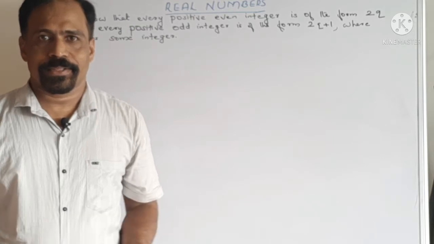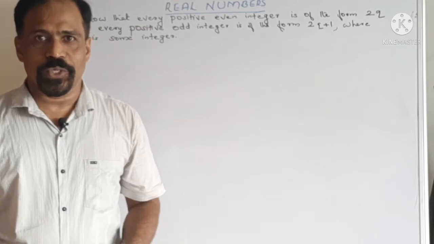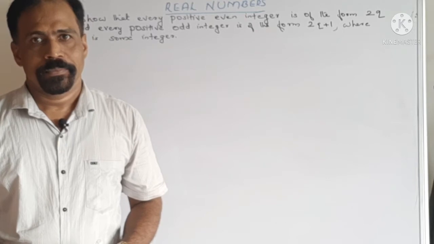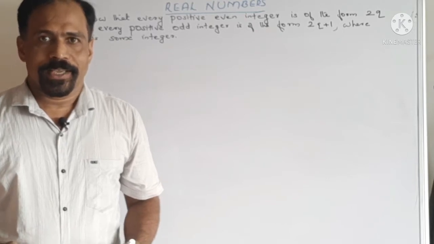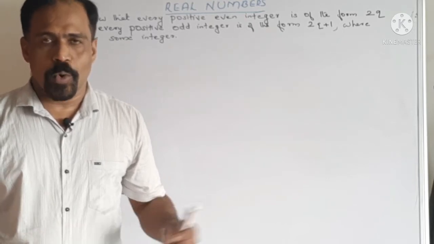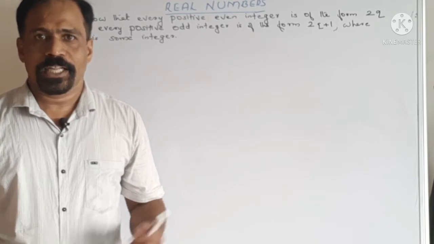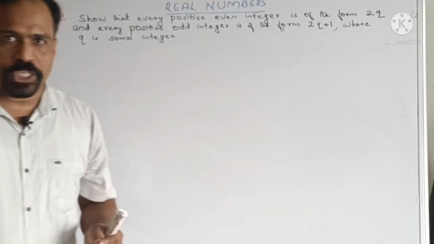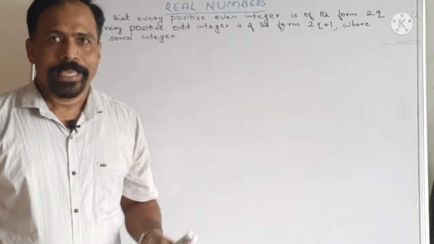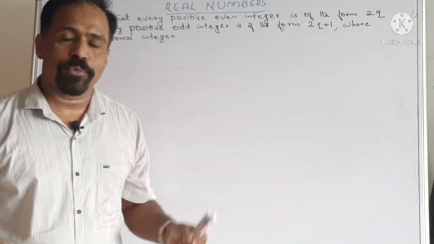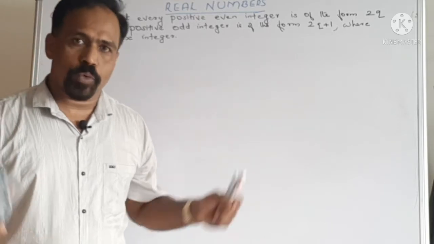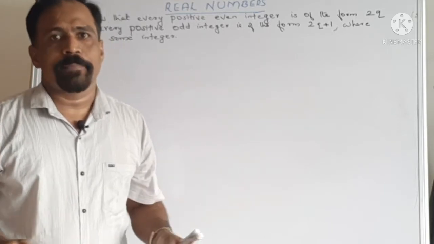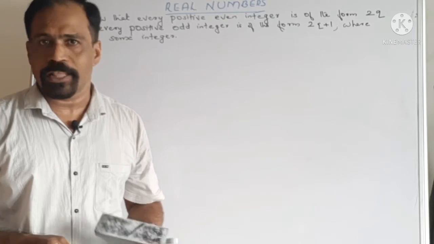In the last class we have discussed Euclid's division lemma. Today we will start doing some of the problems in this chapter. And the first problem is: show that every positive even integer can be represented in the form 2q and every positive odd integer can be represented in the form 2q plus 1.